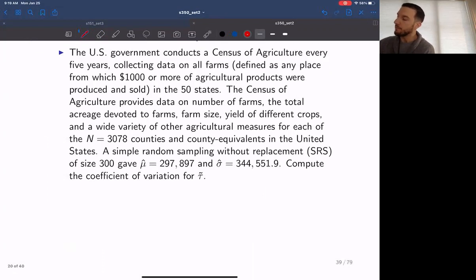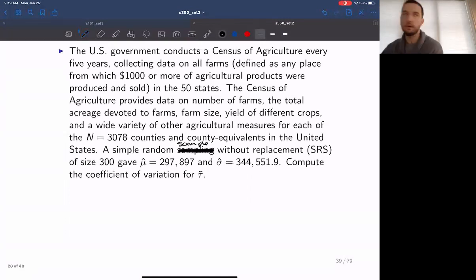A simple random sample without replacement of size 300 gave mu hat equals 297,897. And sigma hat is equal to 344,551.9. Compute the coefficient of variation for tau, or for tau tilde rather. All right, so let's sample.